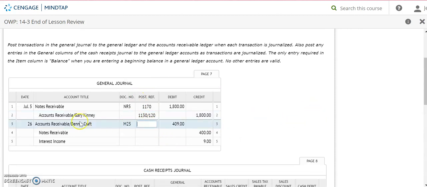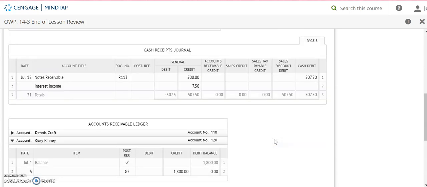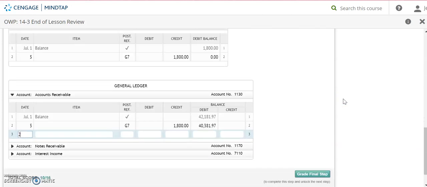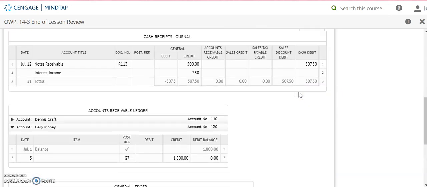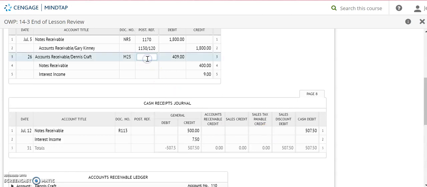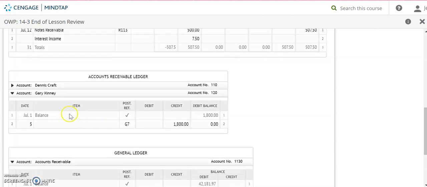Okay, next I'm posting to accounts receivable. And I forgot to look at the date. The 26th and G7. And we are going to debit that account for 409. And we're going to find our new balance. Our new balance then is 40,790.97. Account number 1130 goes back up, and then the slash. And then we're also going to debit Dennis Kraft.